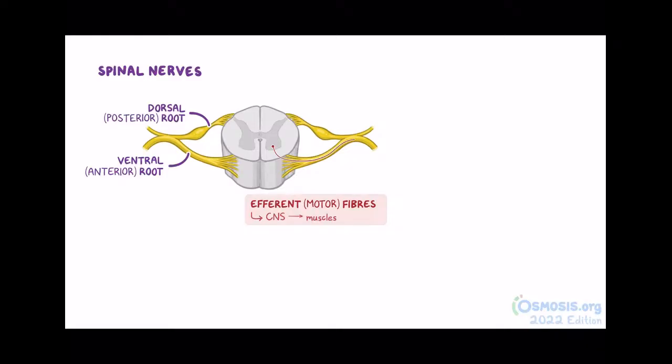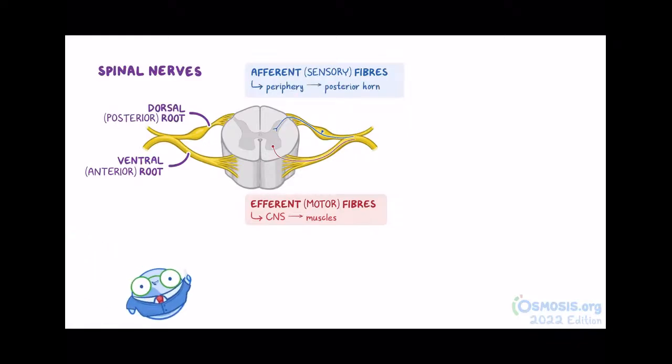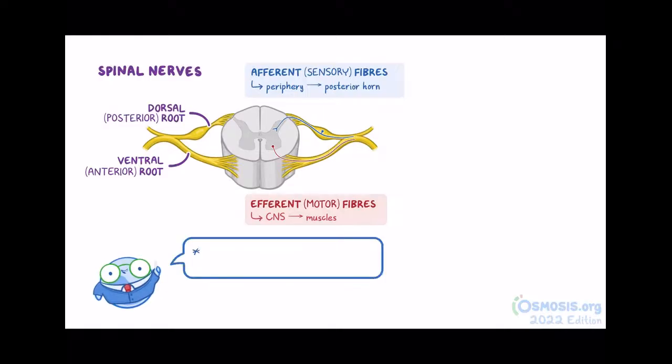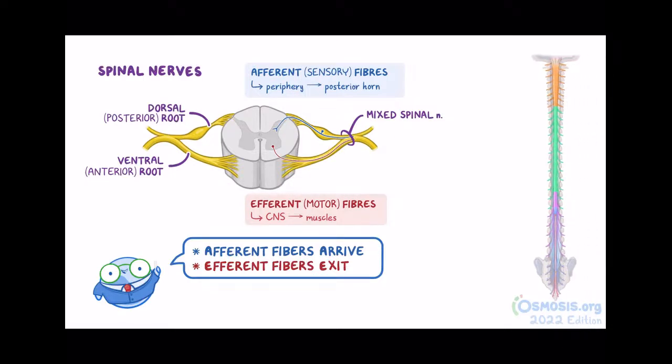The dorsal or posterior roots, on the other hand, consist of afferent or sensory fibers, which carry sensory information from the periphery to the posterior horn of gray matter in the spinal cord. You can remember these terms by the simple mnemonic: afferent fibers arrive and efferent fibers exit the spinal cord. Now, the ventral and dorsal nerve roots combine to form a mixed spinal nerve, which has both motor and sensory fibers. There are 31 spinal cord segments, with 31 pairs of spinal nerves arising from them.